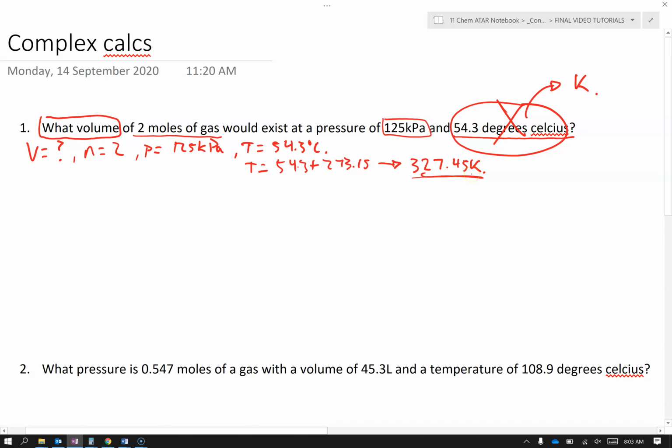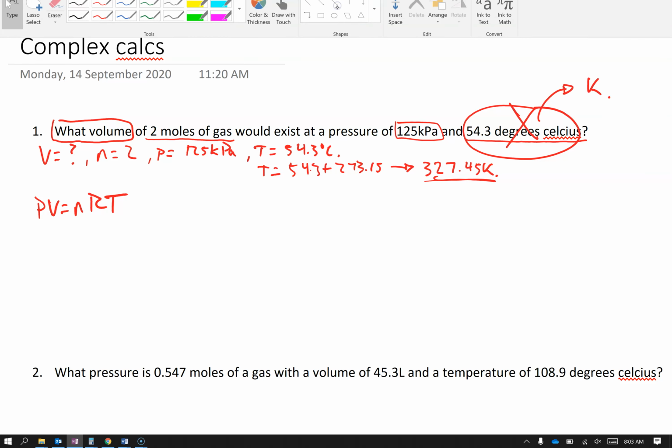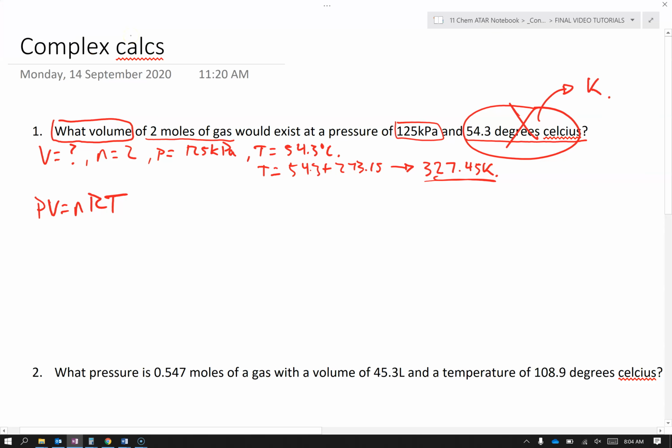I have to take this temperature to Kelvin. So my question is, what volume of 2 moles of gas would exist at a pressure of 125 kPa and 54.3 degrees Celsius? The only formula that relates all of these things, V, n, P, and T, is PV equals nRT. So this is all my pre-work. I haven't answered the question yet, but I have got some work done. It is worth noting that the temperature conversion is usually worth a mark. So that's worth noting.